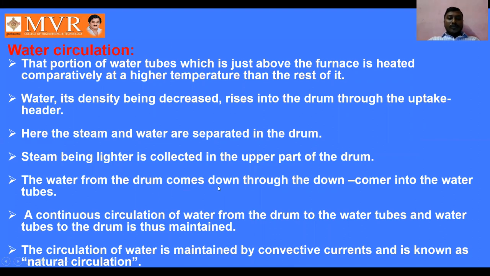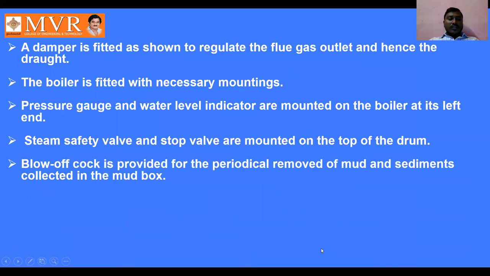The water from the drum comes down through the downcomer into the water tubes, which I have shown in the diagram. A continuous circulation of water from the drum to the water tubes and from the water tubes to the drum is thus maintained. The circulation of water is maintained by convective currents and is also known as natural circulation.